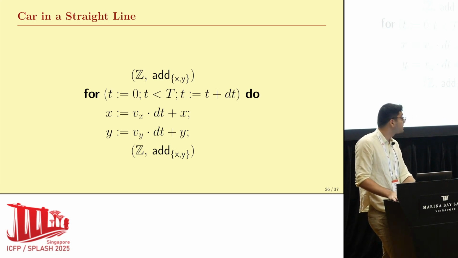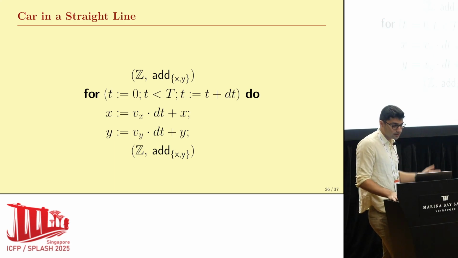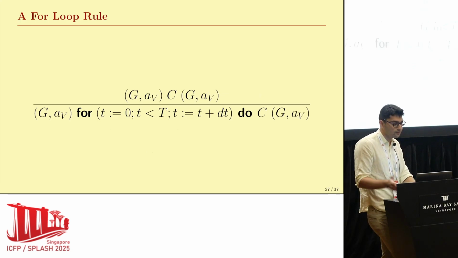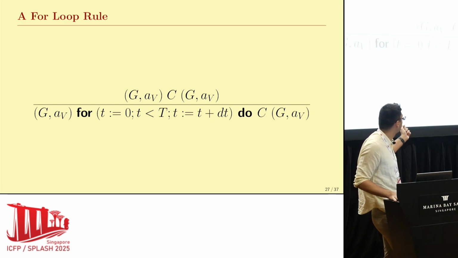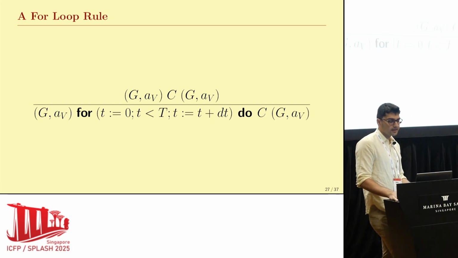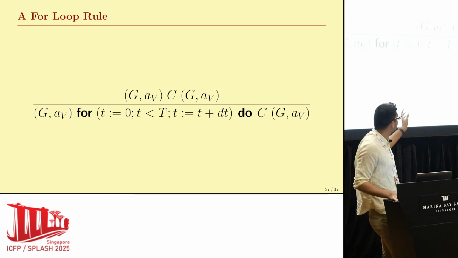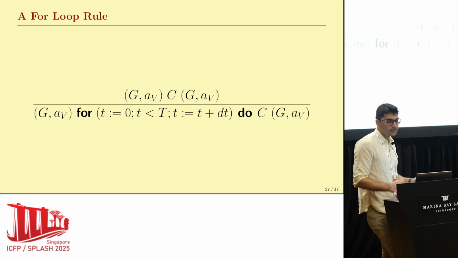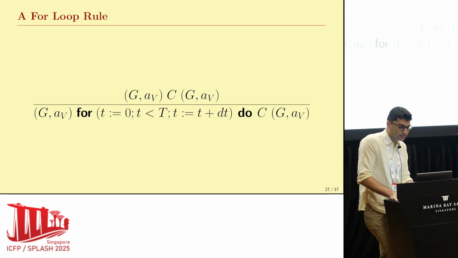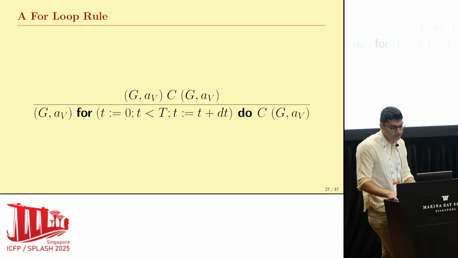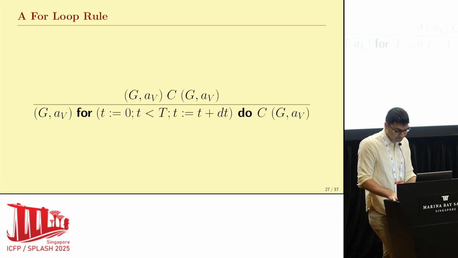And to start with, I don't like the for loop, so we're going to try to get rid of this. And how are we going to do it? Well, our logic has a for loop rule, or we also have a while loop rule, but here's a stylized version of our for loop rule, which says that if a command C preserves the group action, meaning it has the same pre and post condition, then running it for t time steps will continue to preserve this group action. And this notion of preserving a group action here is our analog of a loop invariant, essentially.